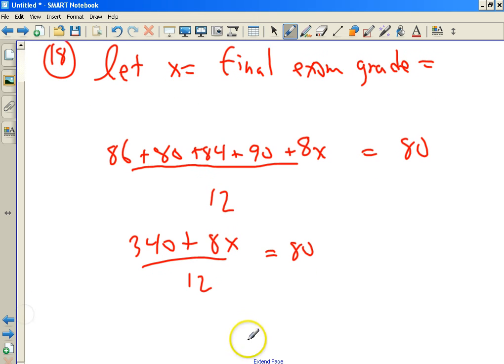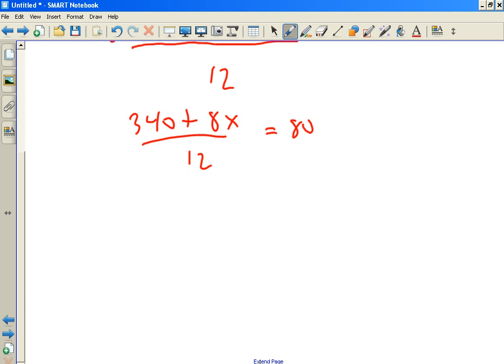Okay. So now what do you want to do to get x alone? Question? No? What would you do next to get x alone? I've got to get rid of the 12, the 8, and the 340. Divide 340 by 12? That may be messy. I don't think I want to do that. Multiply by 12. It's dividing, so how do you get rid of it? You multiply. All right, so 340 plus 8x equals 80 times 12.